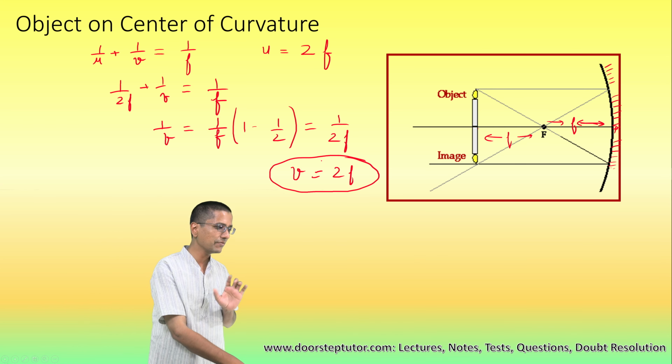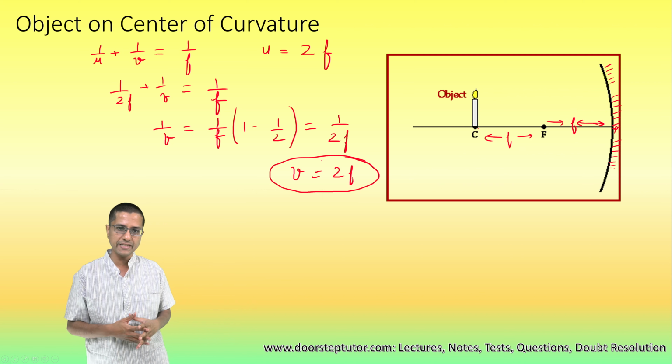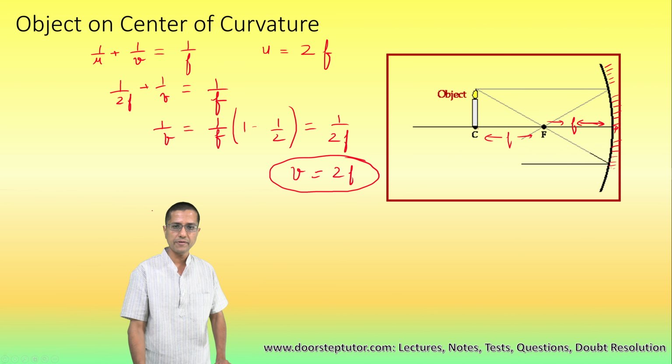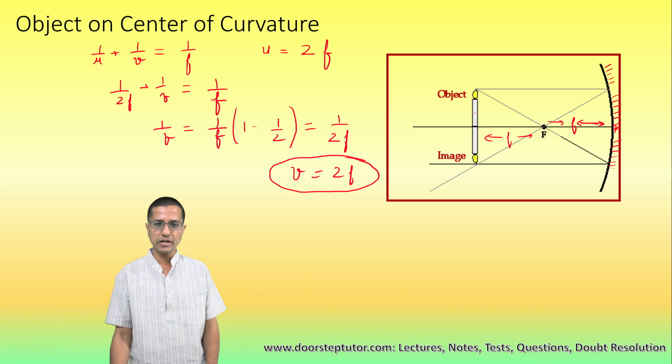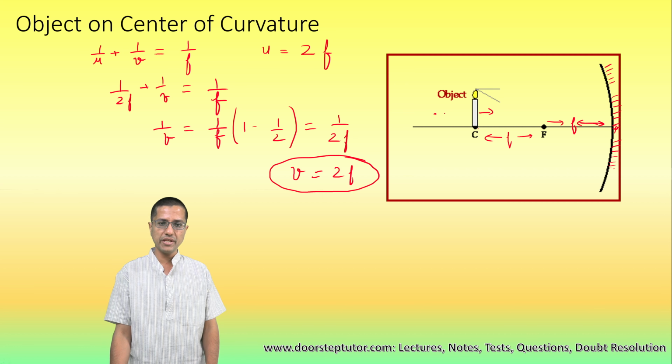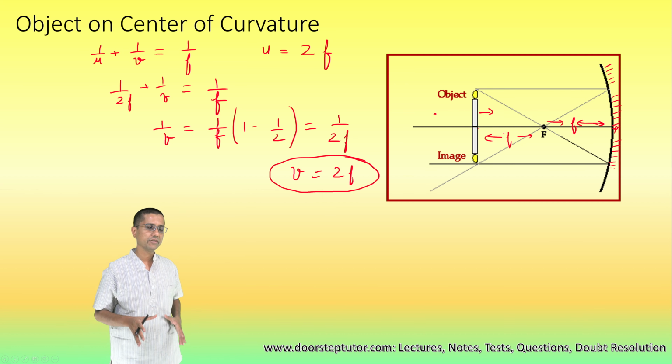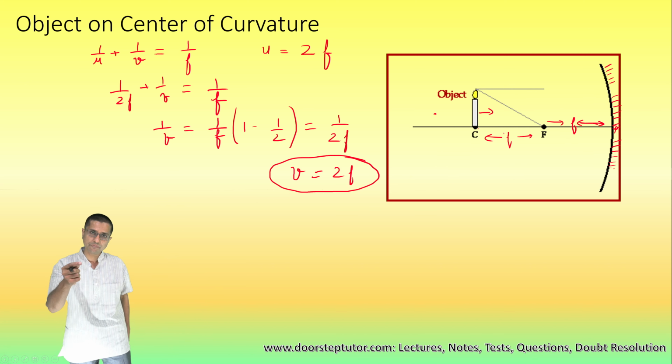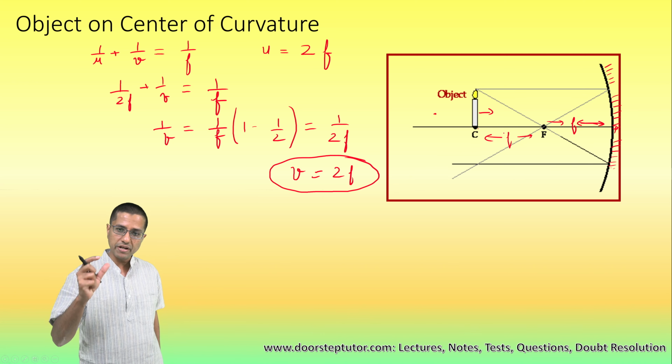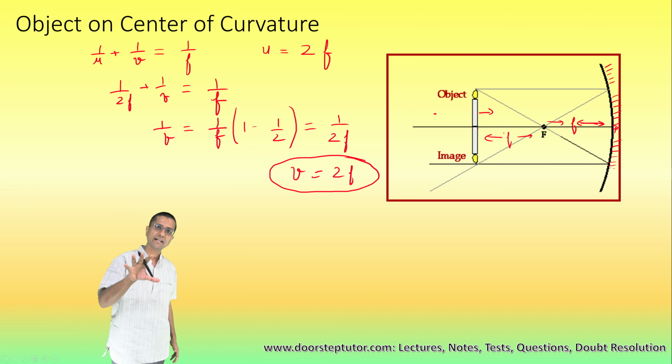Now numericals we would be solving. First we'll look at all the cases. We'll continue to move our object closer and closer to the mirror. We started from here, then we moved it to C. Now we'll move it in between, and we'll look at all of those cases. All of these cases are very important. Sometimes numericals are directly asked.